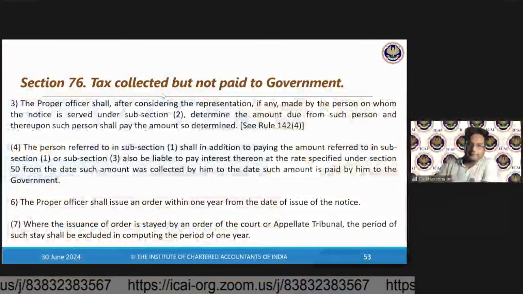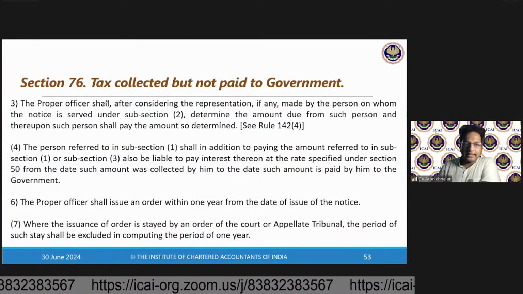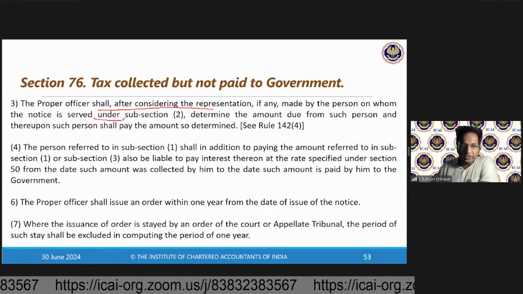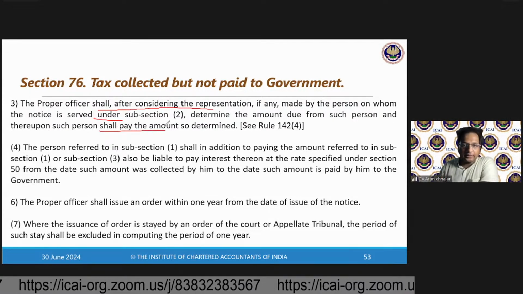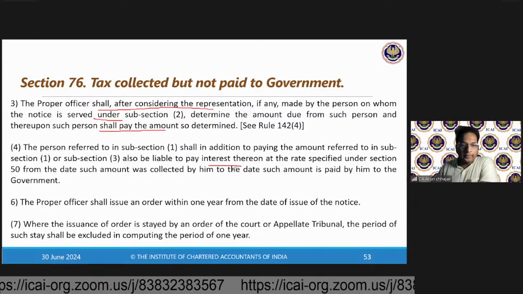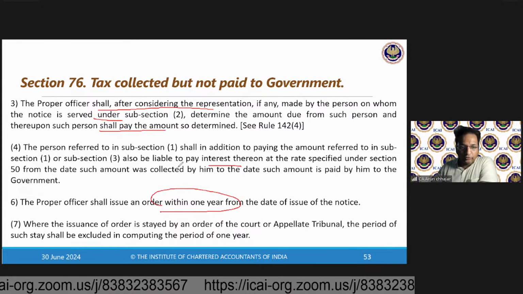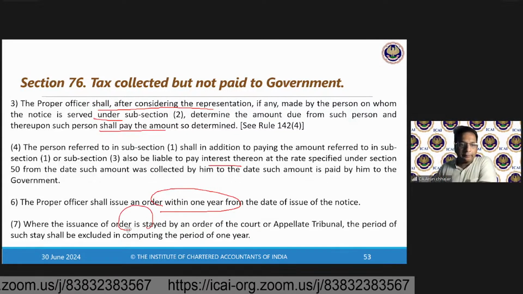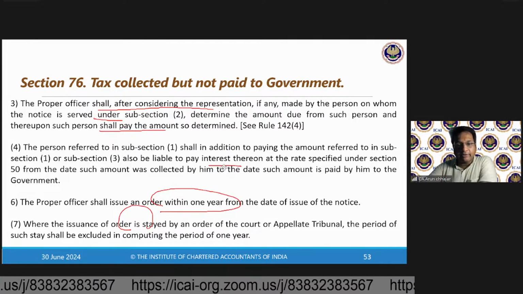to the government. Then they are saying the proper officer shall, after considering the representation made by the person on whom the notice is being issued, determine the amount due from such person, and he shall pay the amount as determined. In addition to the amount, he has to pay the interest also. The proper officer shall issue the order within a period of 1 year from the date of issue of the notice. Where the issuance of the order is stayed by the court, the period of such stay shall be excluded from calculating the 1 year.